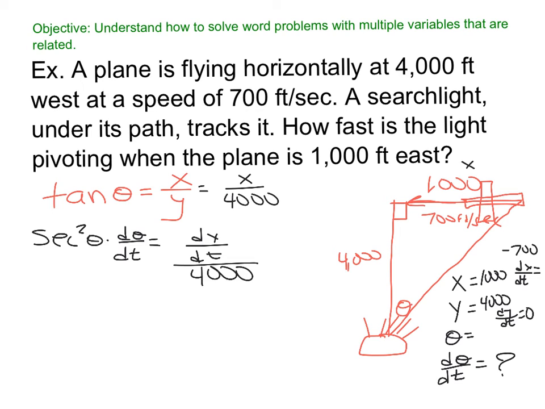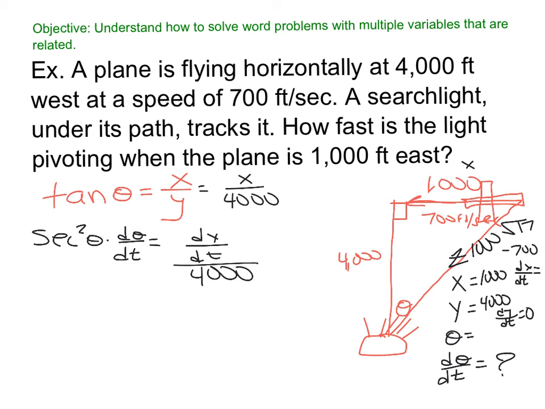What is secant of theta? Well, one thing we are missing, if we do Pythagorean theorem, we can find our z value. Right? So 1,000 squared plus 4,000 squared, square root of that. So it's 1,000 root 17 is what I got when I simplified it.